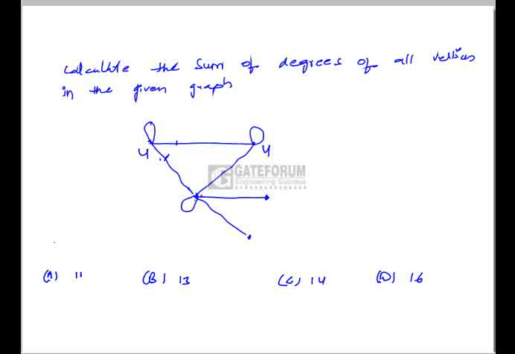For this vertex, this self loop is counted twice. So 2 plus 1 plus 1 plus 1 and plus 1. So here degree would be 2 plus 3, 4, 5, 6. For this vertex, the degree would be 1. And for this vertex, the degree would be 1. So here the sum of degrees of all the vertices would be 4 plus 4 plus 6 plus 1 plus 1, which is equal to 16. So here the correct option is option D.